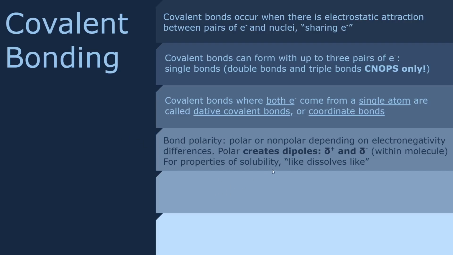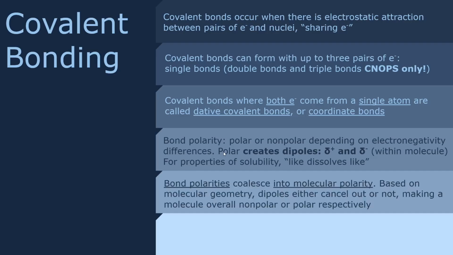For properties of solubility, like dissolves like. So polar molecules dissolve polar molecules, and non-polar molecules dissolve non-polar molecules. So bond polarities are going to coalesce into molecular polarity. Molecular polarity is based on molecular geometry as well. So the dipoles either cancel out or not, making a molecule overall non-polar or polar respectively. If you had a dipole going up and a dipole going down, those two would cancel out.